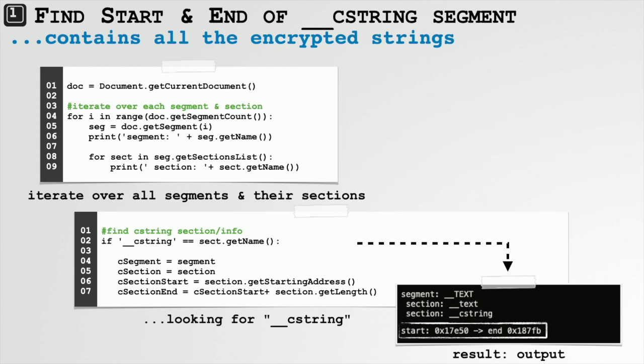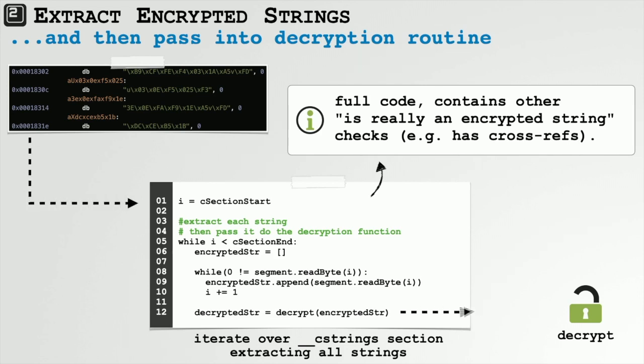So first up, we need to find the C string segment. As I mentioned, this is the segment in the Mach-O executable, in this specific binary, that contains all of the encrypted strings. Hopper provides a myriad of APIs to interact with the disassembly and parse through the Mach-O header. So this is pretty straightforward. As you can see on the slide, we simply iterate through all the segments and their sections, looking for one that matches underscore C string. And then once we find a match, Hopper provides information about that section, including the start and the end. So now we have the beginning and end of that section, which is where all the encrypted strings are.